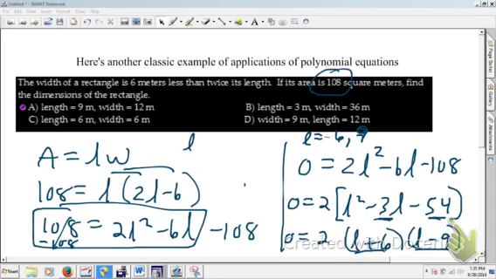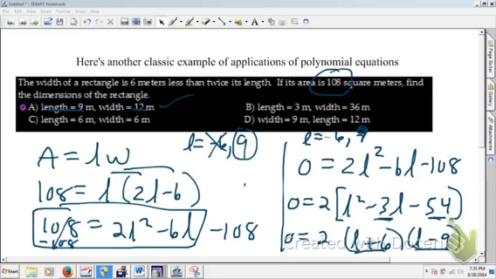Let me write that again. L equals negative 6 or positive 9. Well, it can't be negative. Length can't be negative, so we're going to scratch that. But it could be positive. And now you see the answer key. It says the length is 9. I have the answer checked off here. And the width is 12.